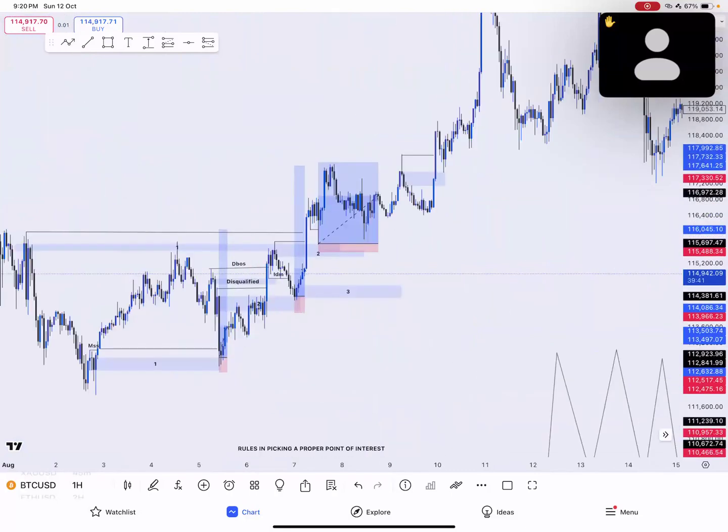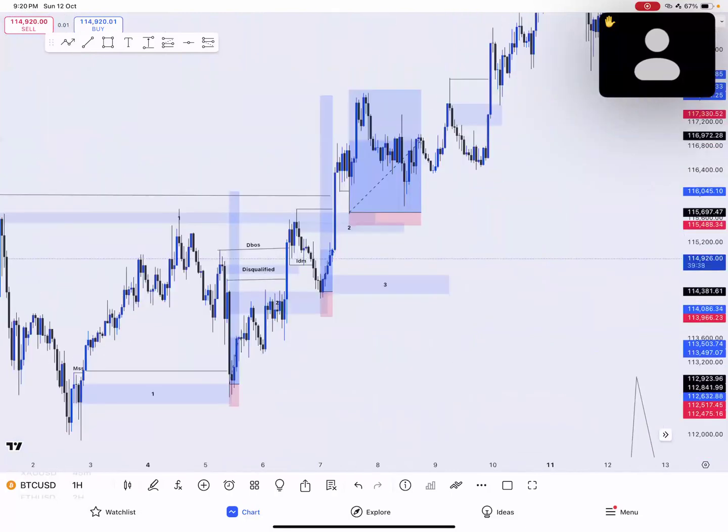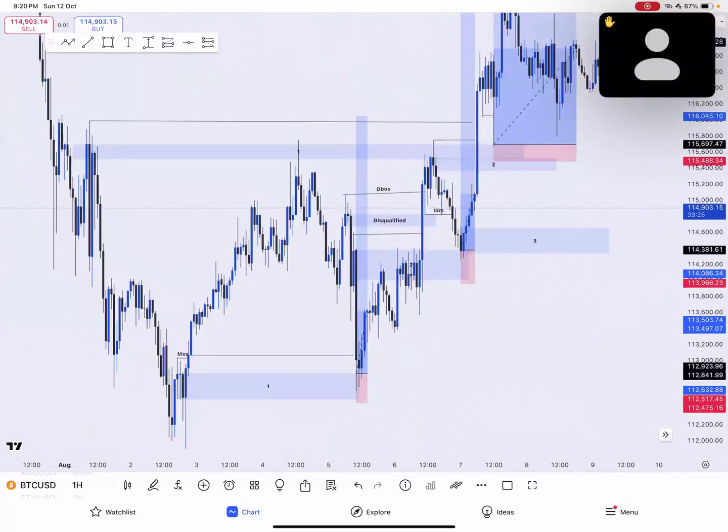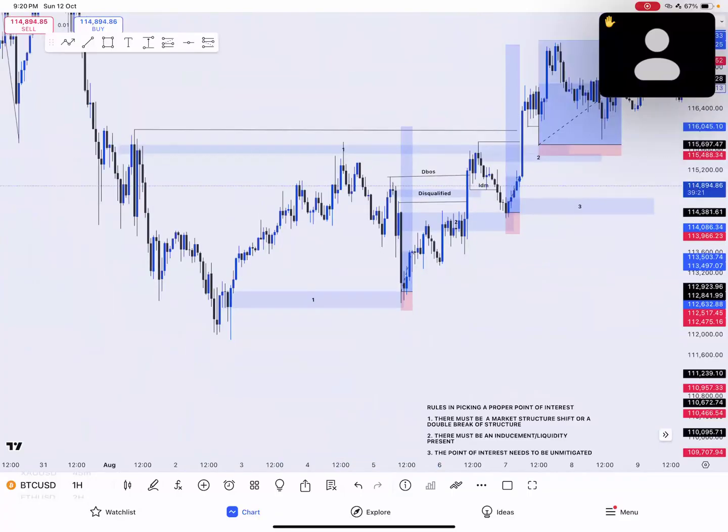Okay, here. So this market structure shift that you showed here, I don't see how the candle broke the previous downtrend high, but I'm seeing the one above. Let me show you how it broke it.